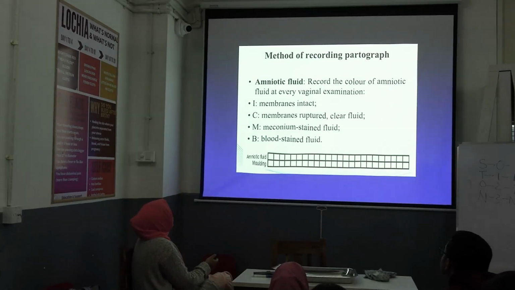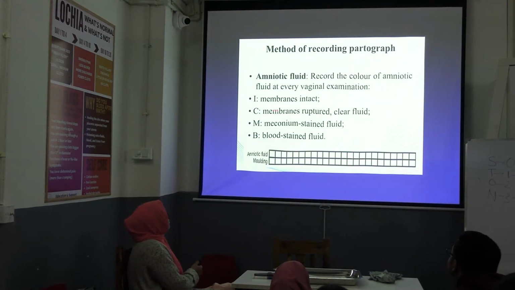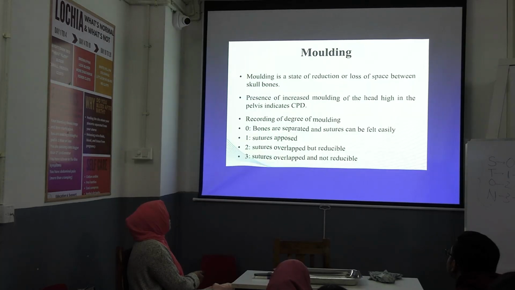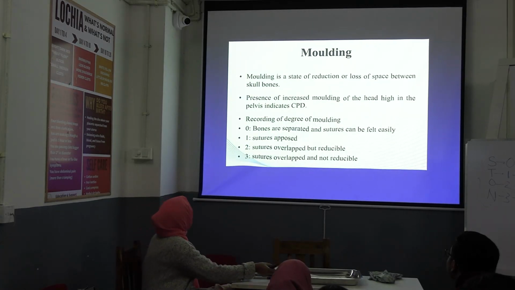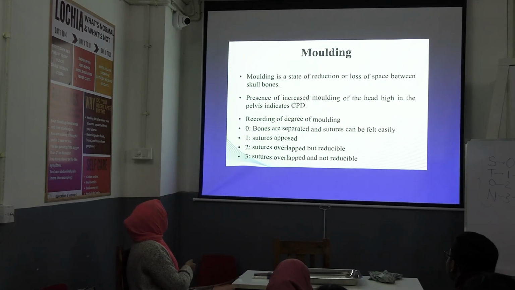Amniotic fluid color: I means intact, C clear, M meconium stain, B blood stain. Molding grade 0, 1, 2, 3, I already told you.